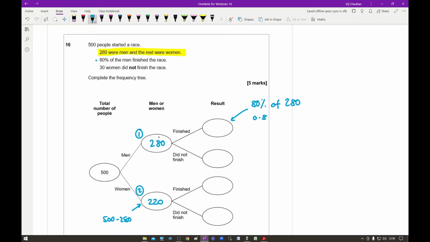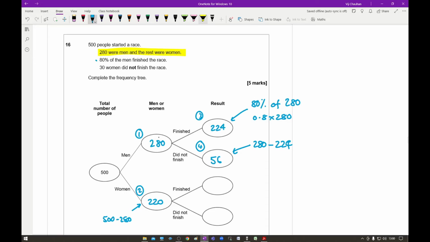So if it is a calculator question, which I think I'll probably assume this one's going to be, to do 0.8 times 280, which gives me an answer of 224, and that's number 3. So I can then work out how many men did not finish, and that's simply going to be doing 280, because that's the total number of men, minus 224, and that gives me an answer of 56.